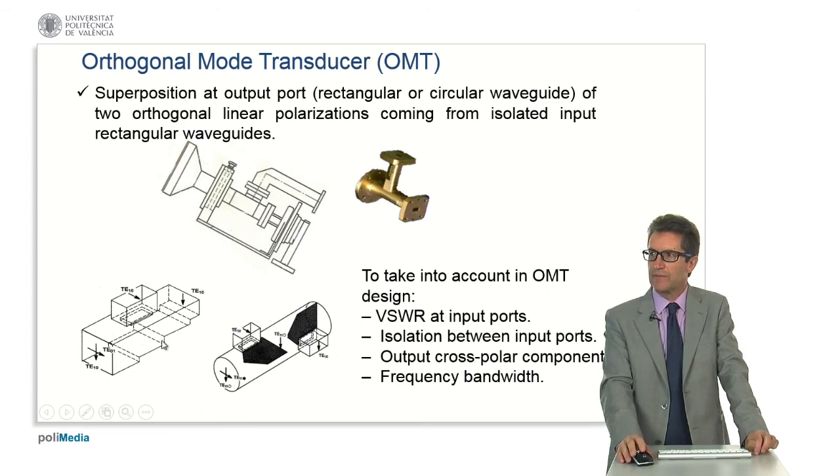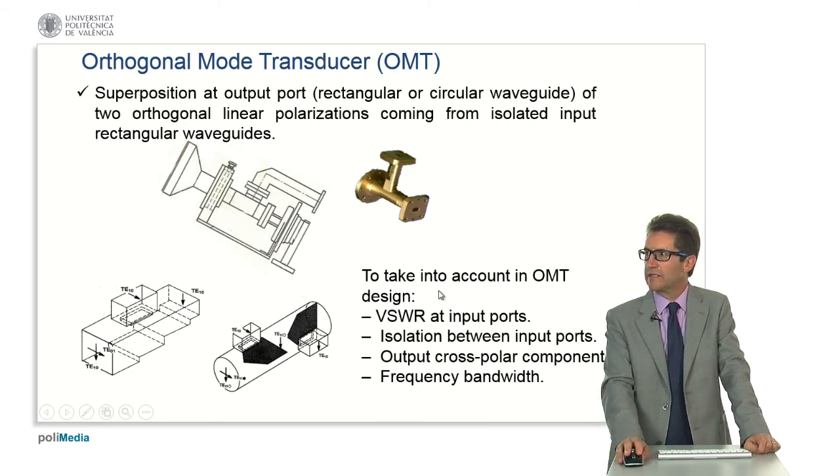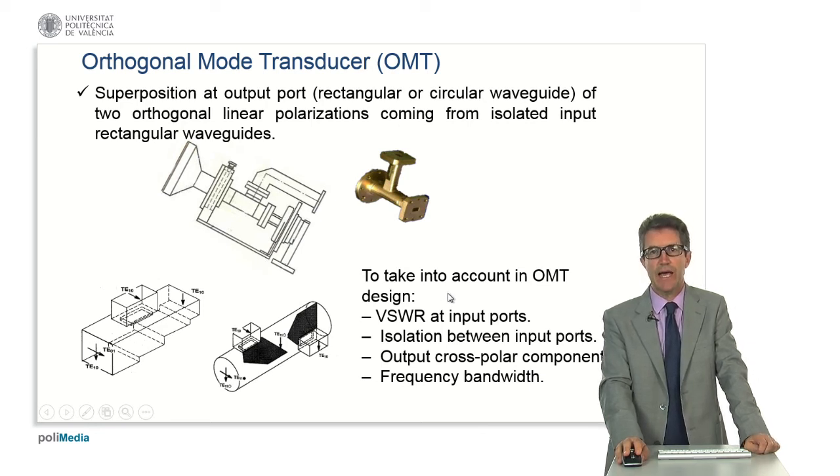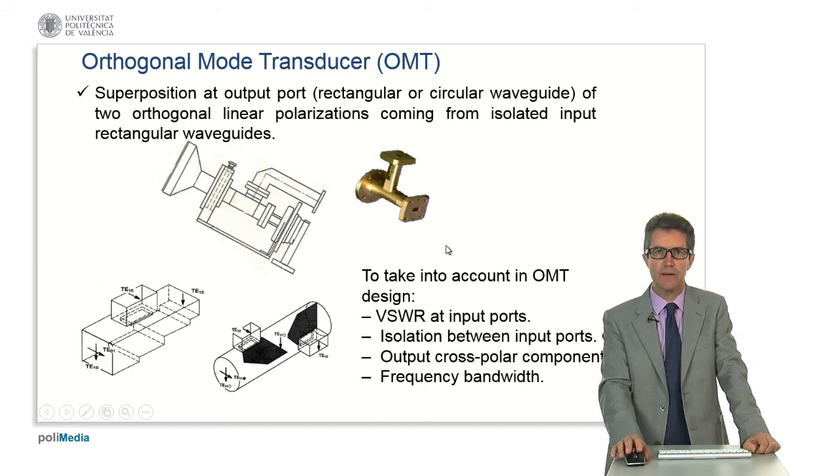Both designs can be made for rectangular or circular waveguides, and they are very useful when we decide to transmit or receive two linear polarizations to take benefit of polarization diversity in communications. Some elements to take into account in this OMT design are the matching at the input ports, the isolation between input ports, and the output cross-polar components. Of course, frequency bandwidth for the desired communication application.